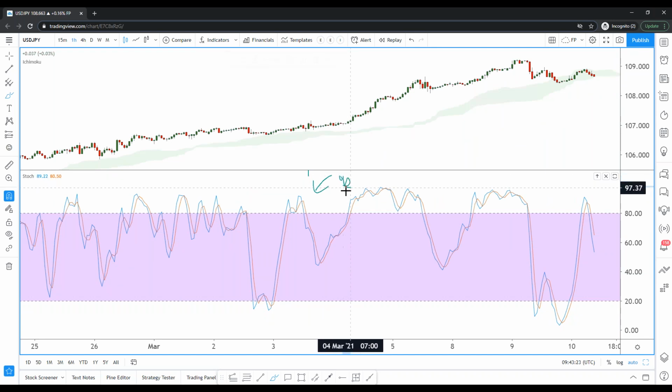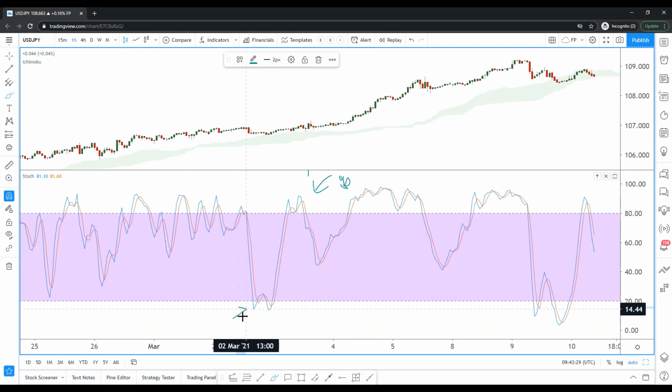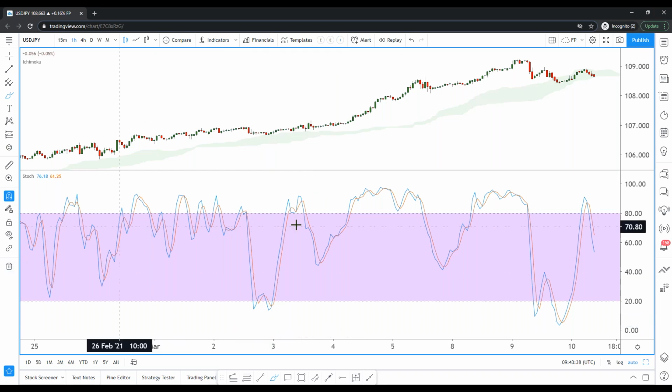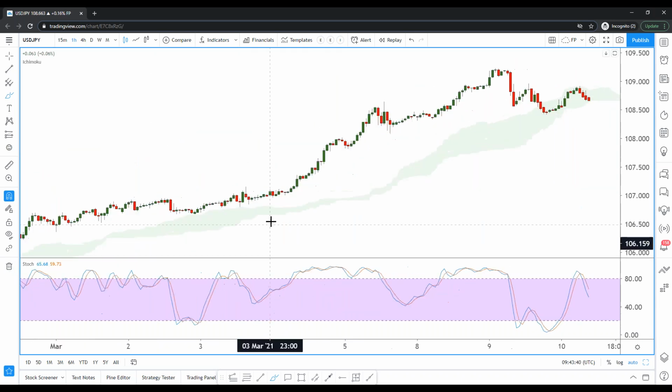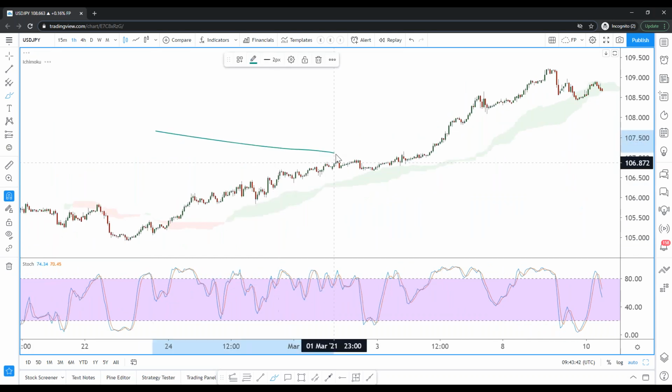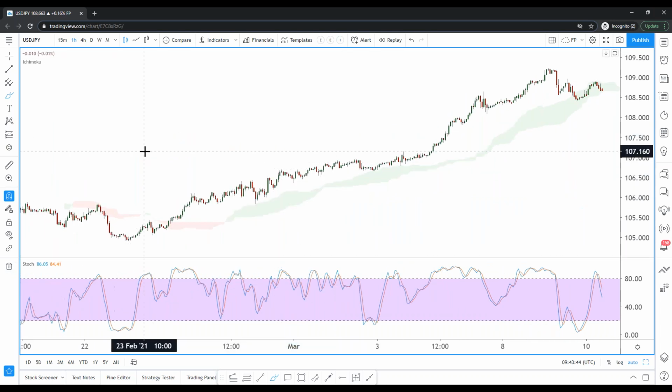So in an overbought scenario, usually we expect prices to push lower, okay? And in an oversold region, we expect prices to push higher, okay? So this is how we can interpret the stochastics, overbought and oversold region first. Now, when prices are trading in a range, let me try and find an example where prices are trading in a range, and we can see over here.